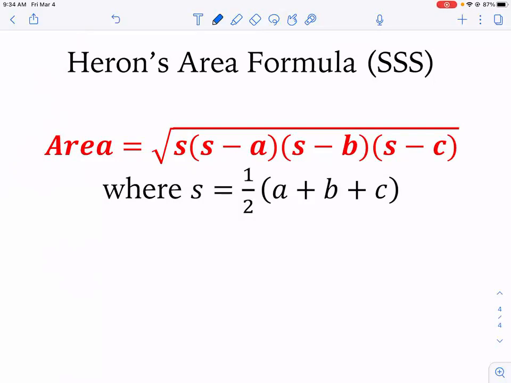All right. So the red is the area formula where you have to first make the S calculation in order to use the red formula. So step 1, find S. Step 2, find area.